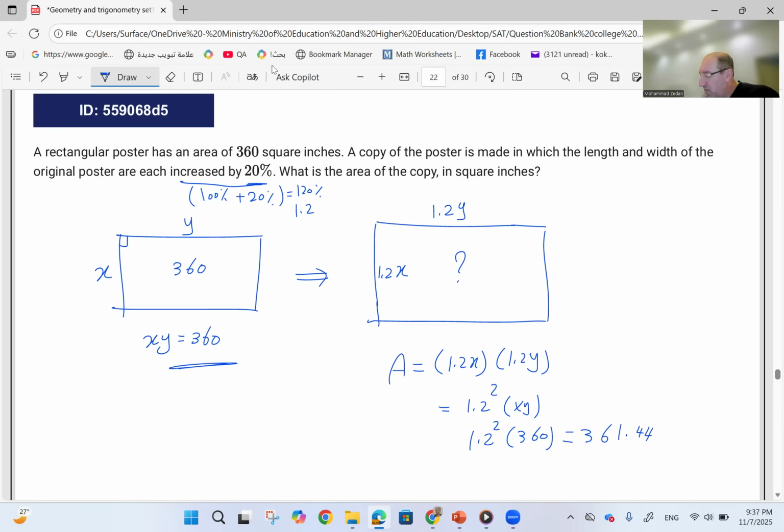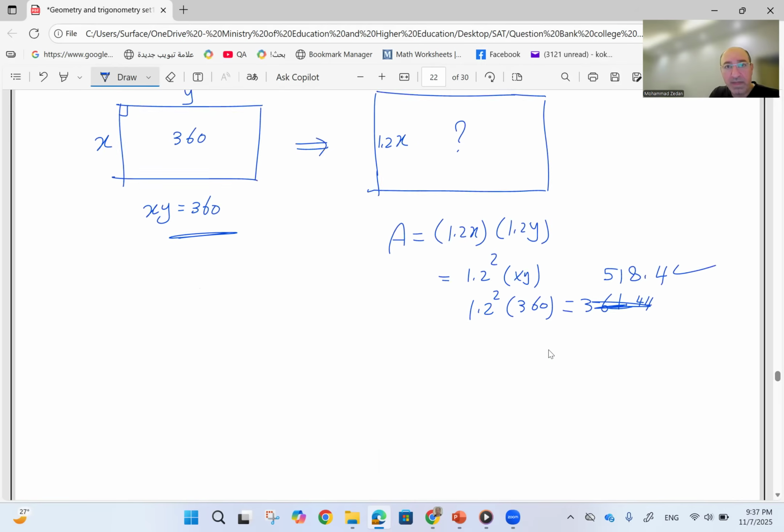Okay, so I repeat again, 1.2 times 1.2 times 360 gives you... oh, something is wrong. No, not this one, sorry. Not this one. The answer is 518.4. Again, 1.2 squared multiplied by 360 gives you 518.4, and this is the answer.